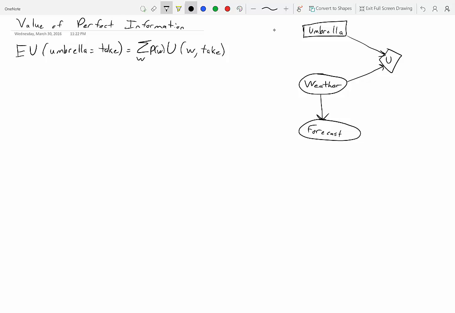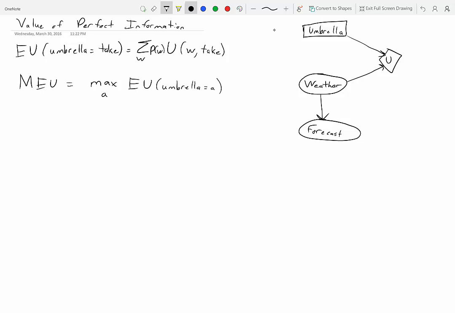So now that we know the expected utility for an action, what you might want to know next is, what is the maximum expected utility? So what's the best action I can do? It's relatively simple. It's the max over all actions of the expected utility of that action. In this case, the umbrella. And for the umbrella, I either take it or leave it. So this max is over two different actions, take or leave.